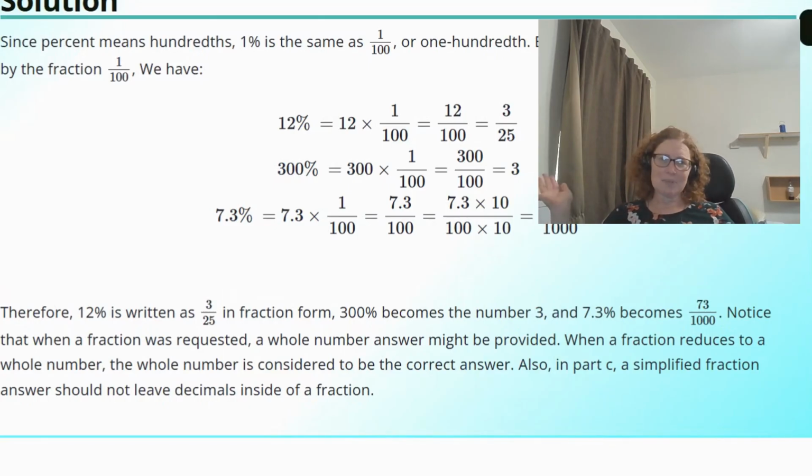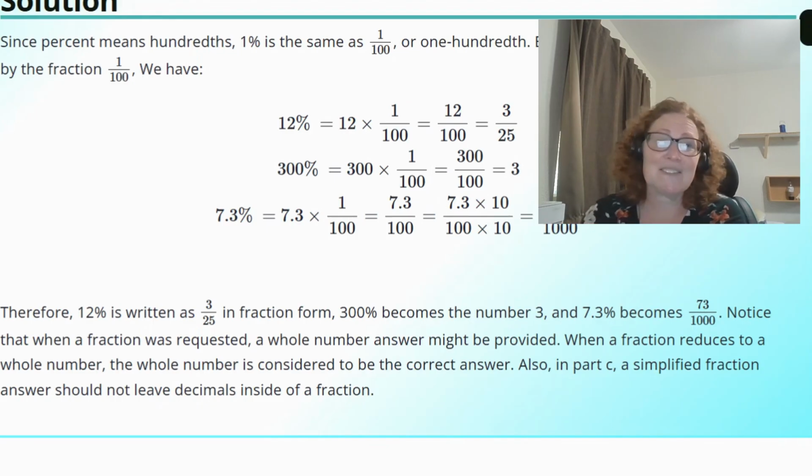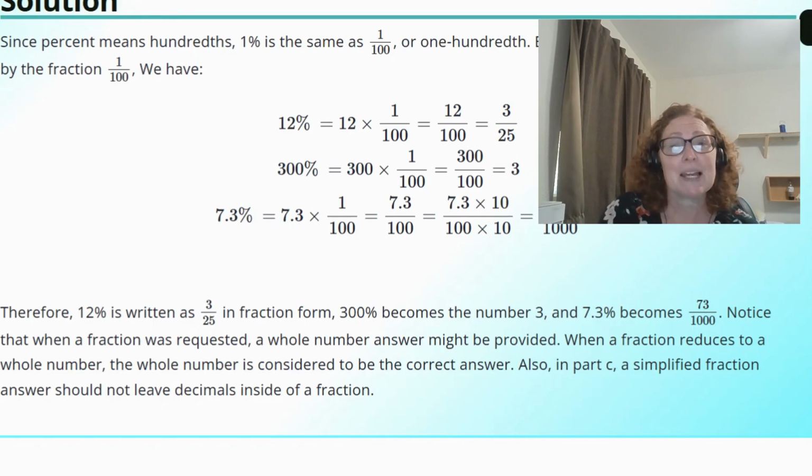300%, do the same thing, times 100. We get 3. 7.3, look at that. That's a little bit different. Because it's got that 7.3, it's not over 100 now, it's over 1,000, because that's actually saying 73 over 1,000. It might be 7.3 over 100, but we don't want to leave that decimal point in the numerator of the fraction, and so that's why we change it over to 73 over 1,000 on that one.